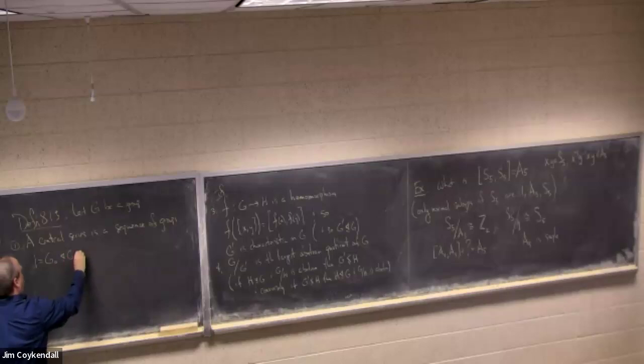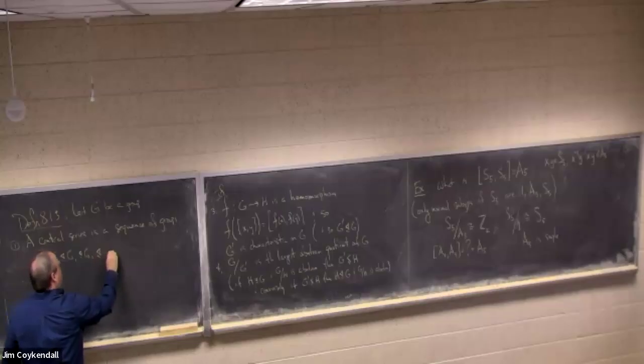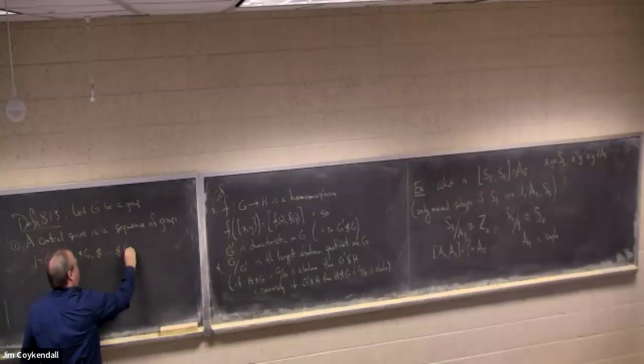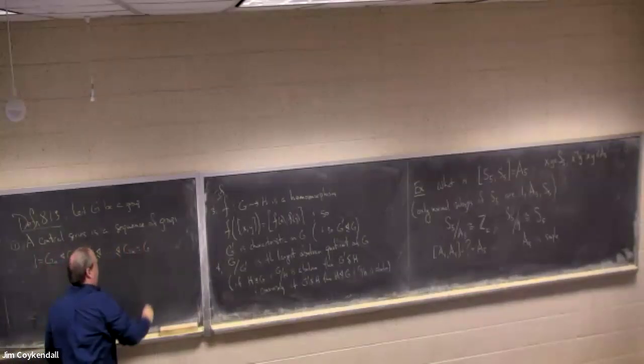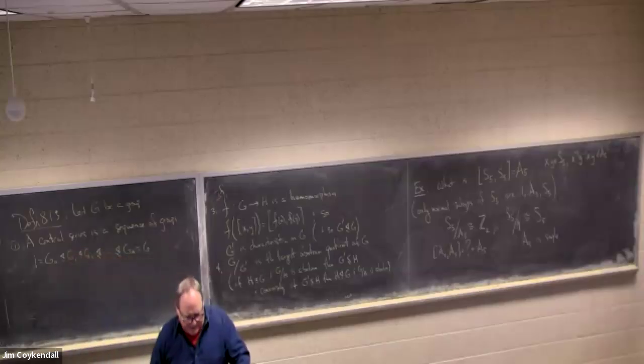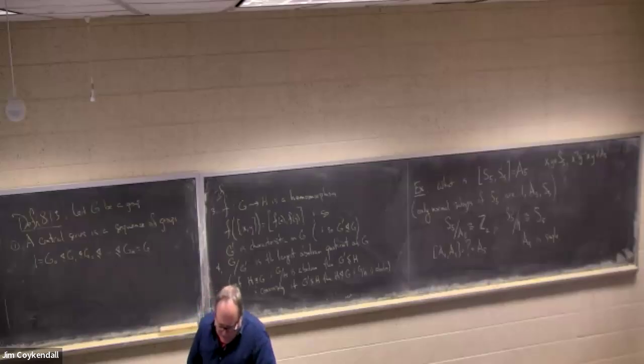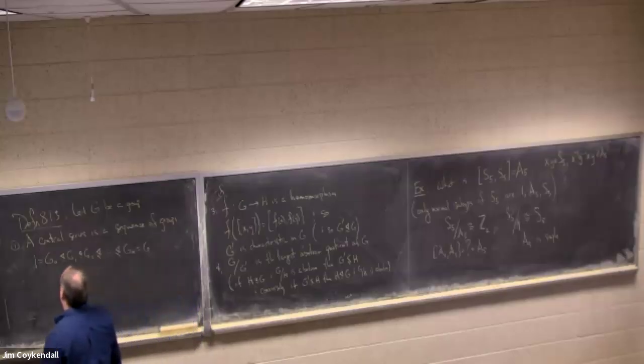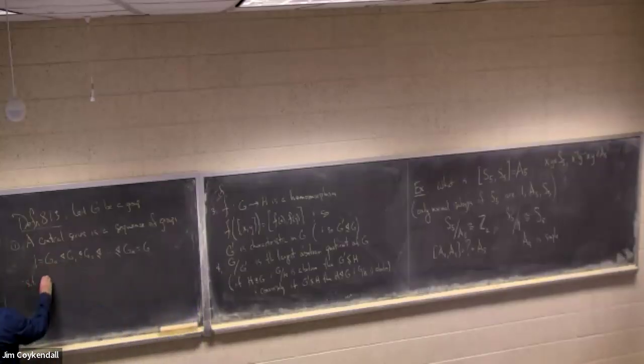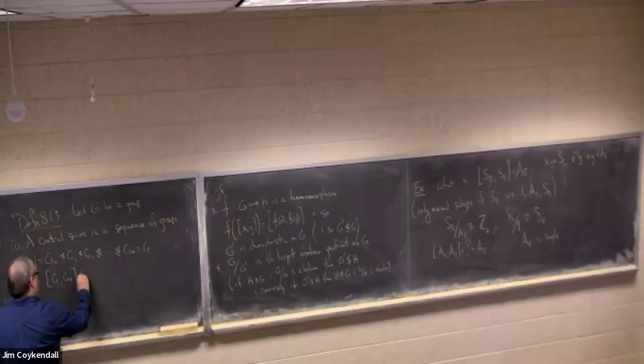Normal G1, normal G2, normal G10. So it's kind of a ladder of successively normal groups, such that G_k is normal in G_k+1.